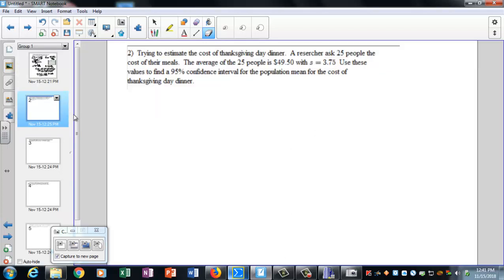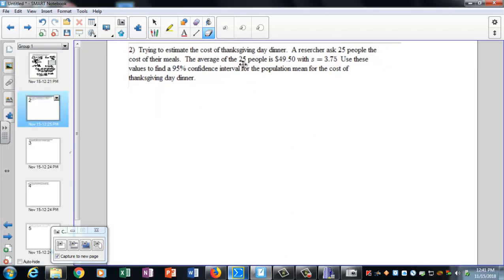All right, going on to number 2, trying to estimate the cost of Thanksgiving dinner. You know they actually do this every single year. This year the cost is actually down like 40 cents from what it was last year, and they're estimating that to feed 10 people with leftovers, the cost of Thanksgiving dinner is $49.10.